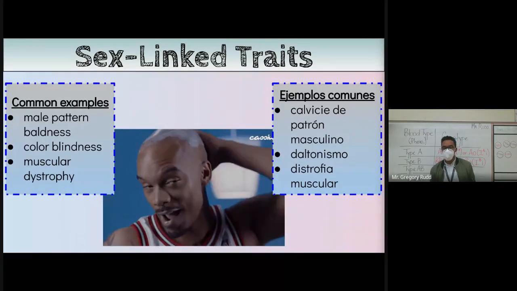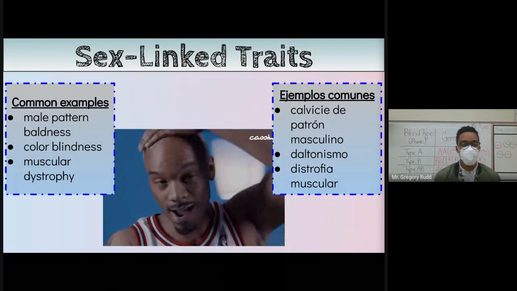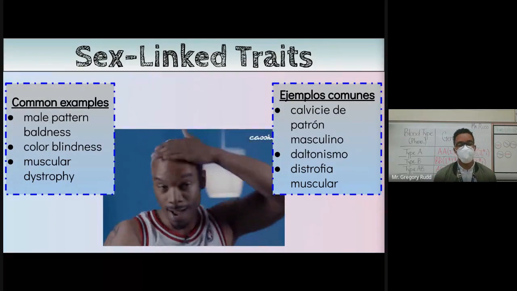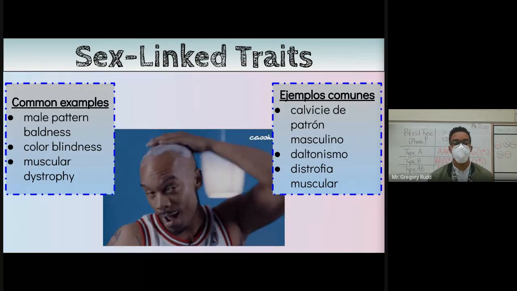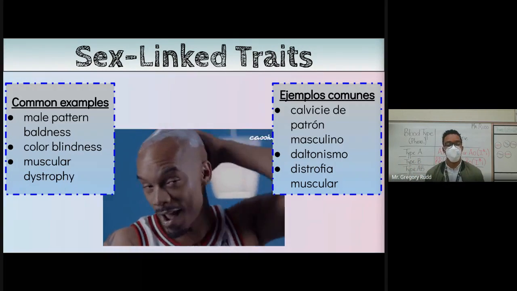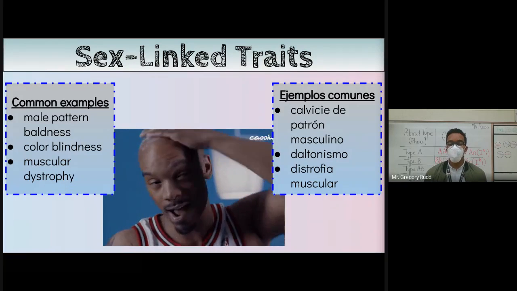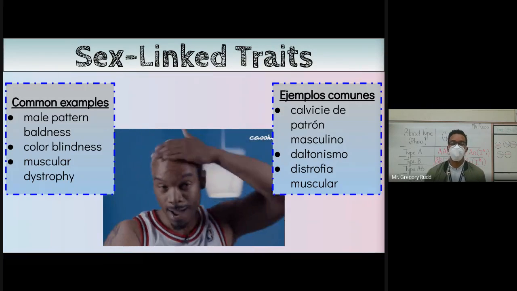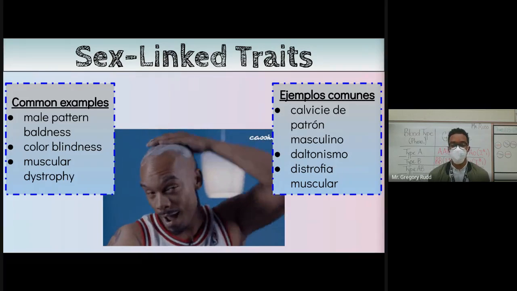So here are some common sex-linked traits. Male pattern baldness is a sex-linked trait. Color blindness and muscular dystrophy are also sex-linked traits. There are many, many sex-linked traits. That's why the X chromosome is so large. That's why it has 800 to 900 genes. Those genes, of course, code for proteins. Those proteins, when present and when absent, might give you different outcomes.